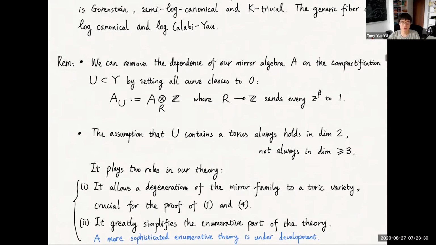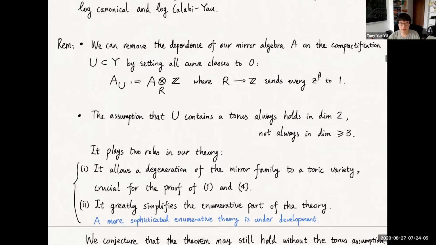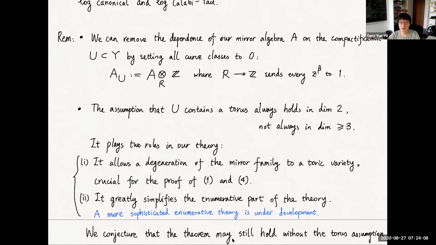And this plays two roles in our theory. First, it allows a degeneration of the mirror family to a toric variety, which is crucial for the proof of 1 and 4. And second, it greatly simplifies the enumerative part of the theory. If we remove this assumption, we will need a more sophisticated theory, which is still under development. And we conjecture that the theorem may still hold without the torus assumption.